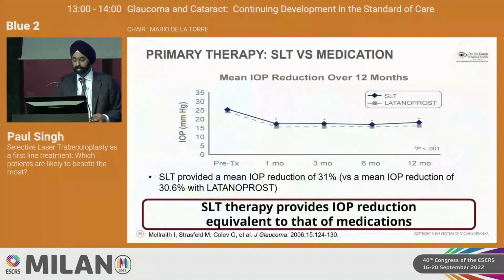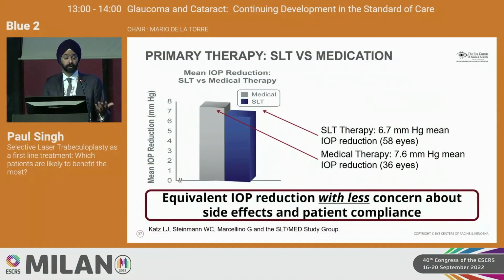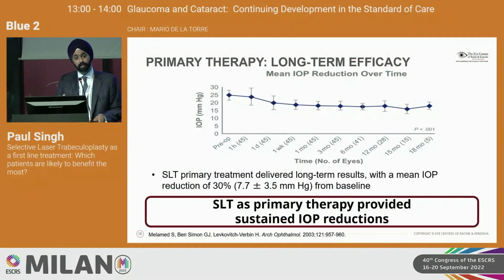Why? Because of compliance, right? That's not the only study, though. For years, we've had multiple data sets. This is McIlraith showing us SLT versus latanoprost at a year out, showing non-inferiority to topical drops. COAST, the DROP study, another very good study showing, again, non-inferiority to drops with primary SLT as well. And we do know that it does have long-term benefits.